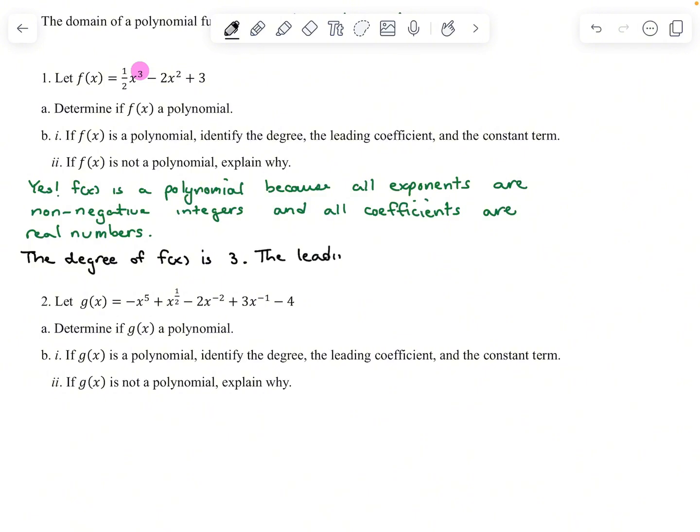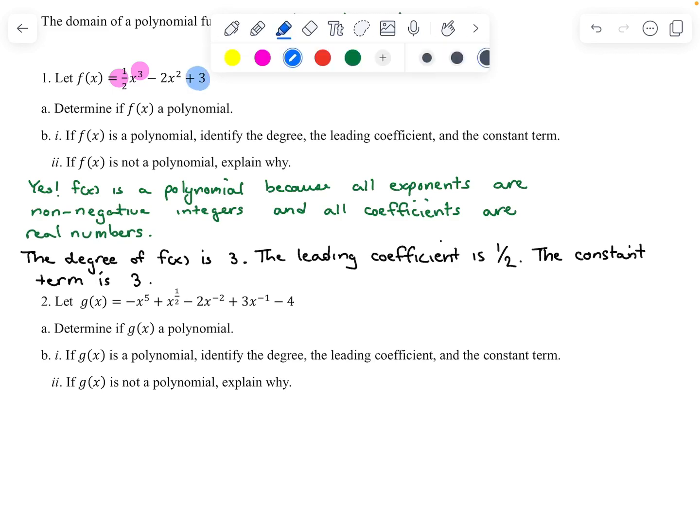The leading coefficient is 1/2 because that is the real number in front of the variable with the largest exponent, and the constant term is 3. And that is because this 3 that I just highlighted in blue does not have a variable term next to it. Now on to example number 2.